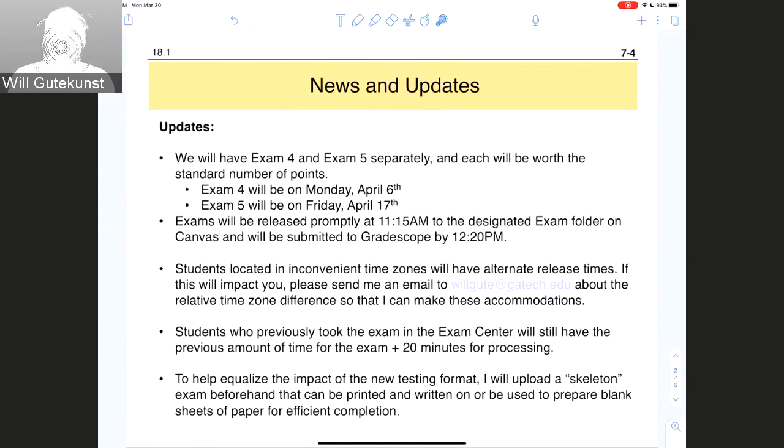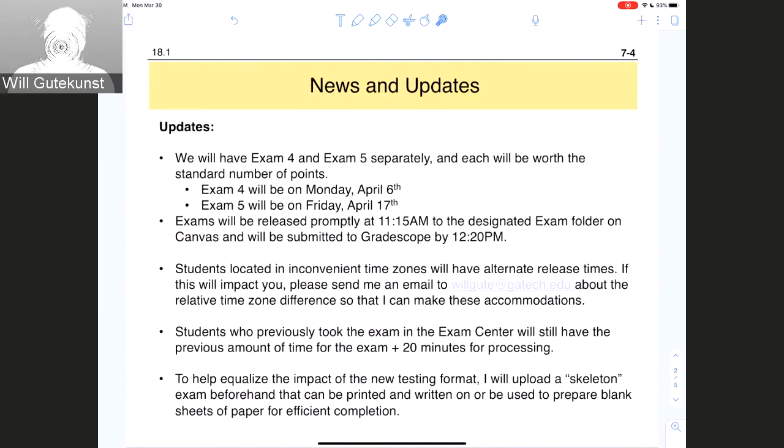I've designed them to be about 5 minutes shorter, and I'm giving you a bit more time overall, 65 minutes in total, so that you can have time to print, upload, however you need to use this time to get it to Gradescope. This seems to be an acceptable amount of time.